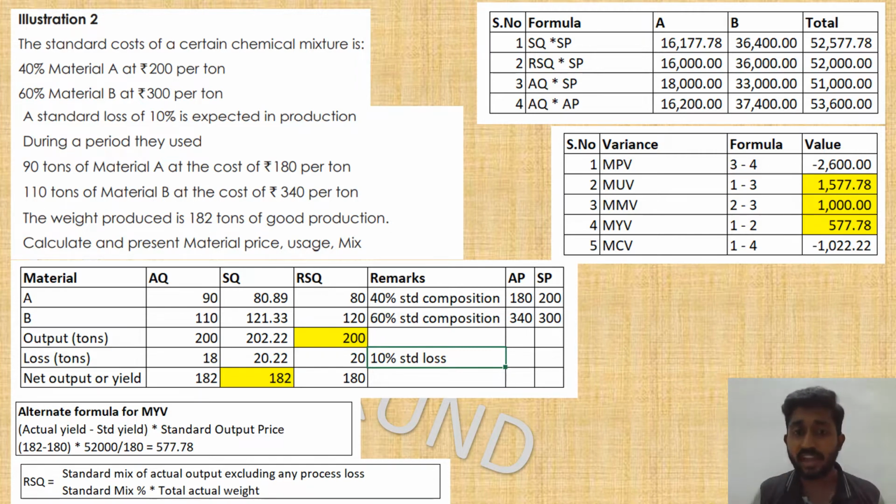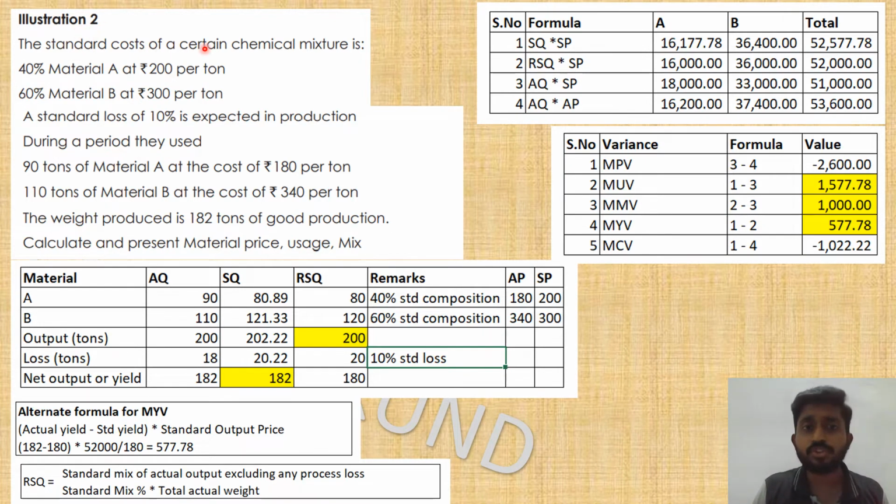Okay, so now I will show you how to calculate the variances, what is the alternate or easy methodology to calculate the material yield variances, and how to check whether my answer is correct or not. All these things we will discuss in this problem. This illustration is taken from your book only.